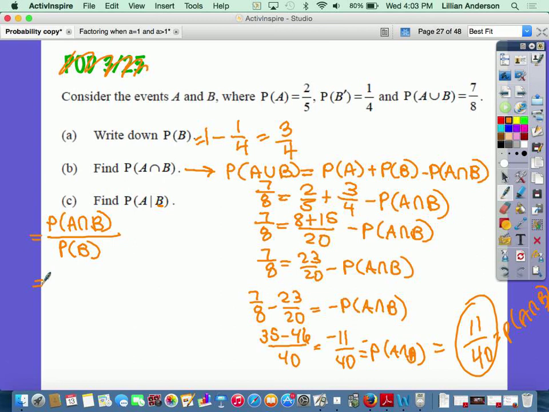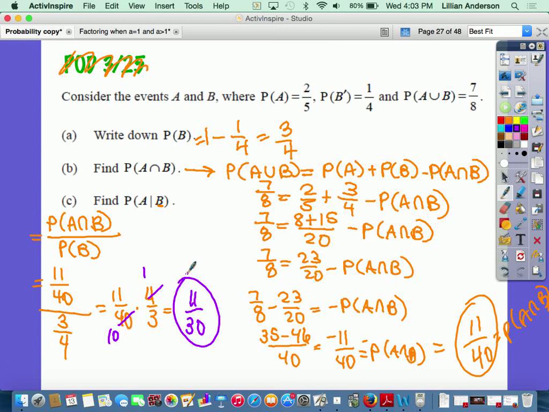We just found the intersection of A and B is 11 over 40. And the probability of B is 3/4. Now I know it's not the same denominator, but this is one of those situations because it gave us different types of probability and they weren't all associated with each other. So we keep, change, and flip, and simplify, okay? Hopefully you recognize that 4 goes into 40 10 times. So our answer is 11 over 30. So the probability of A given B is 11 over 30.